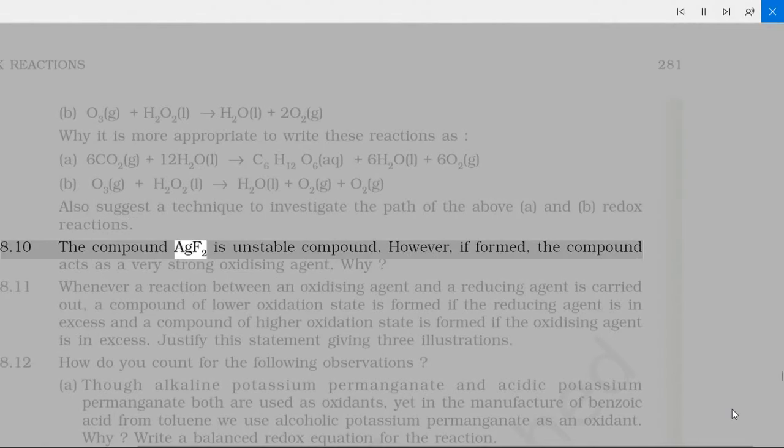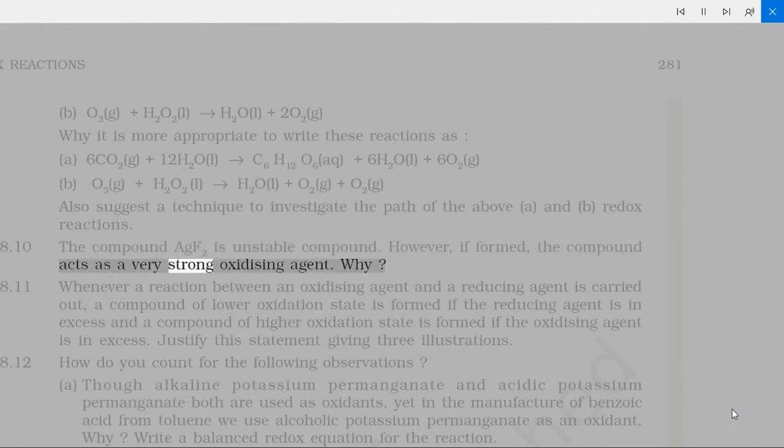8.10 The compound AgF2 is an unstable compound. However, if formed, the compound acts as a very strong oxidizing agent. Why? 8.11 Whenever a reaction between an oxidizing agent and a reducing agent is carried out, a compound of lower oxidation state is formed if the reducing agent is in excess and a compound of higher oxidation state is formed if the oxidizing agent is in excess. Justify this statement giving 3 illustrations.